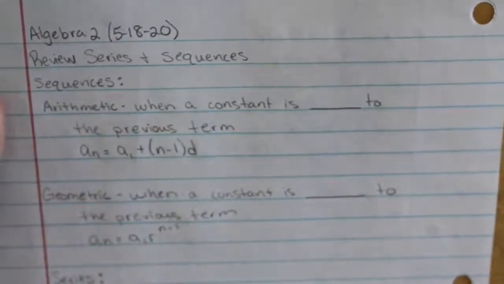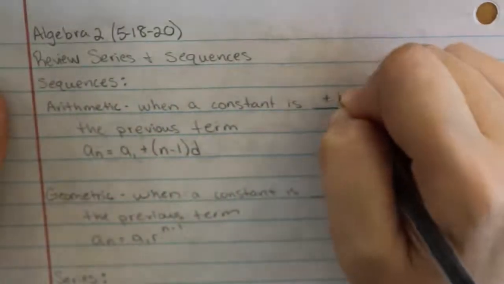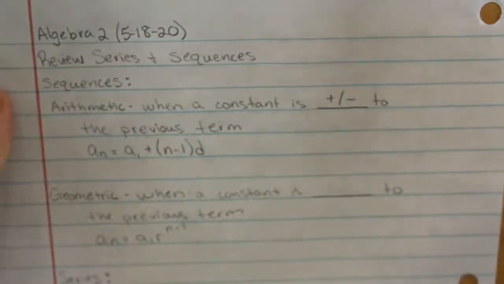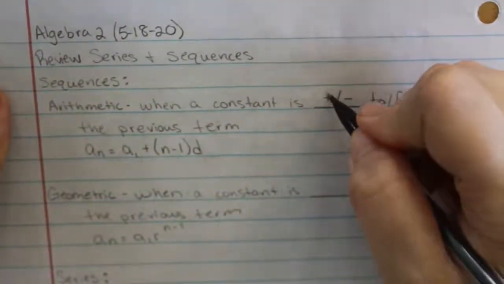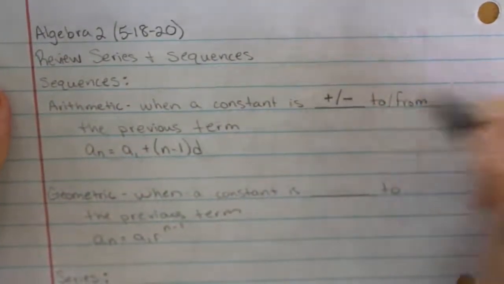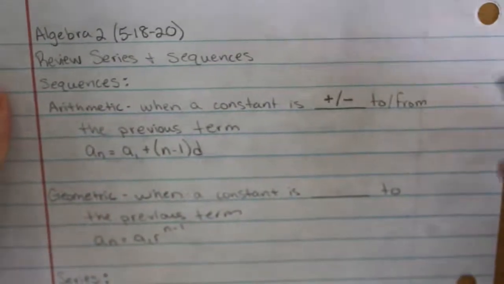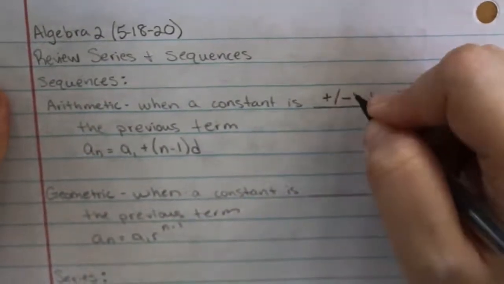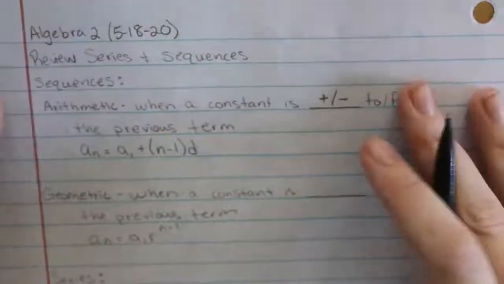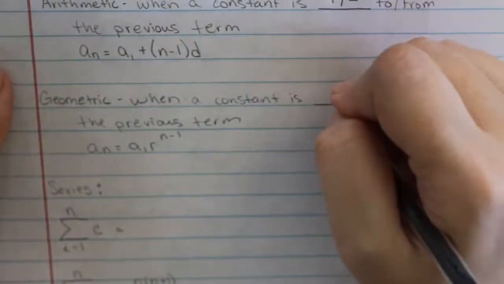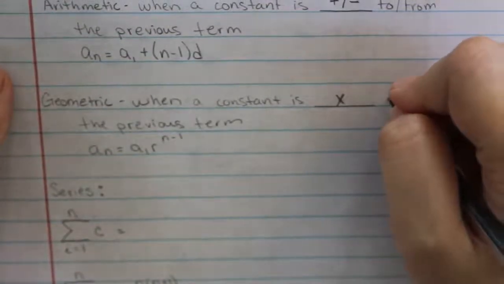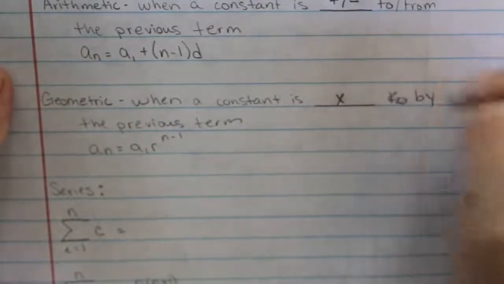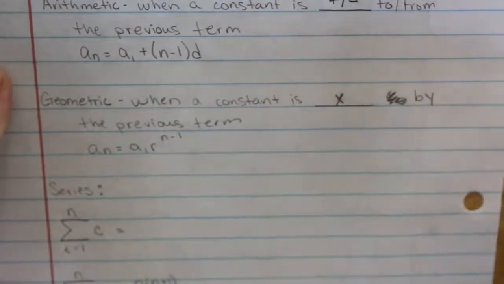Arithmetic is when a constant is added or subtracted to the previous term, to/from. What this simply means is that it's like a solid number, like add 2, subtract 1, things like that, and it's consistent because it is the constant. Whereas geometric is when a constant is multiplied, okay? It's being multiplied to the previous term. I'm going to say it's being multiplied by the previous term, okay?